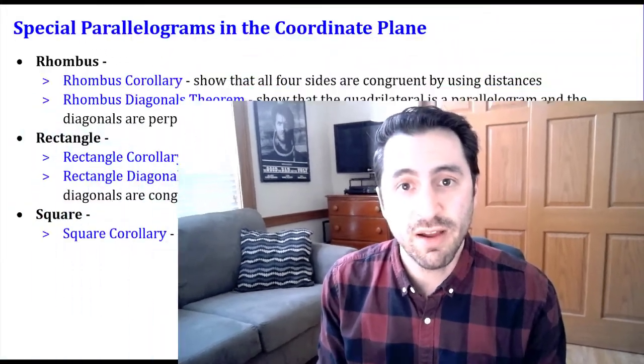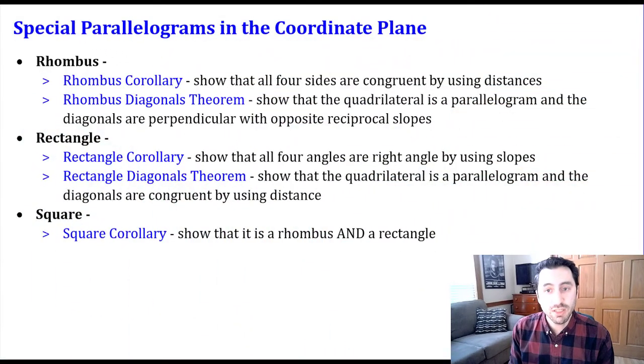Well, for rectangles, rhombuses, and squares, we have theorems that will help us justify as well. So let's begin just by taking a look at those. For all of these, the first thing we need to know is that we do have a parallelogram. Once we know it's a parallelogram, we can use one of the following theorems or corollaries to justify that it is a rhombus, a rectangle, or a square. So let's just go through these and I'll explain quickly how we can use this.